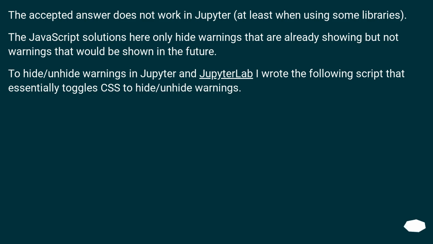The accepted answer does not work in Jupyter, at least when using some libraries. The JavaScript solutions here only hide warnings that are already showing, but not warnings that would be shown in the future. To hide/unhide warnings in Jupyter and JupyterLab, I wrote the following script that essentially toggles CSS to hide/unhide warnings.